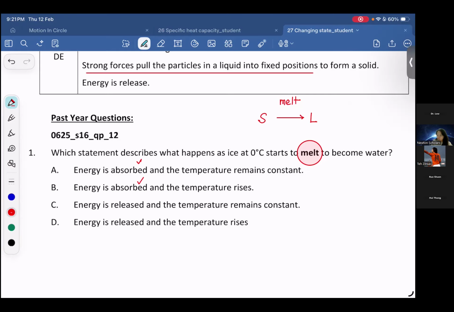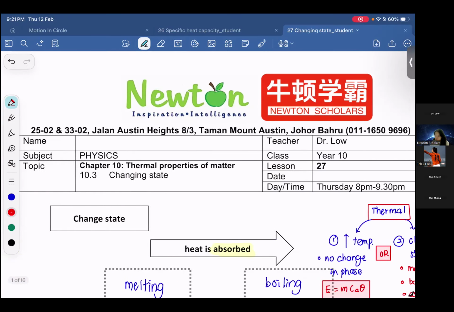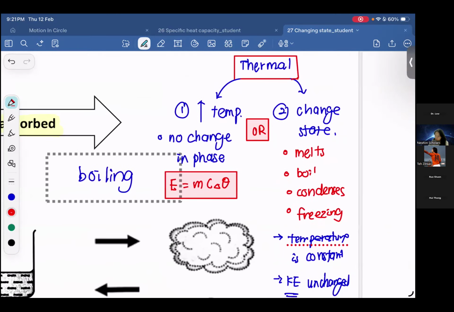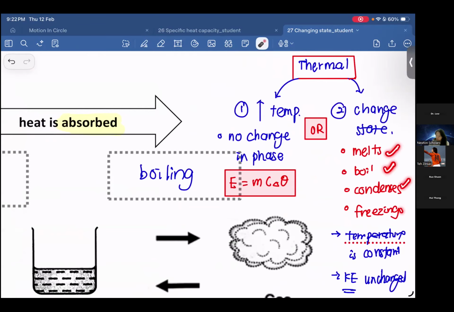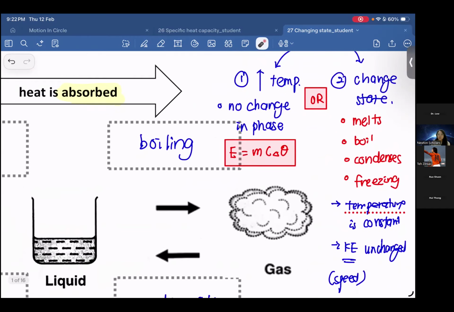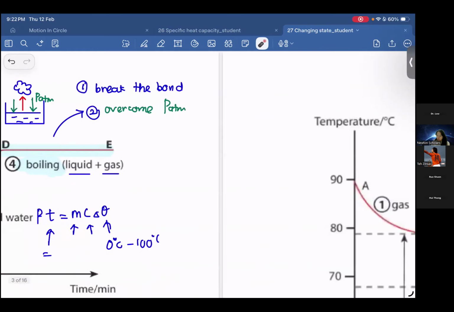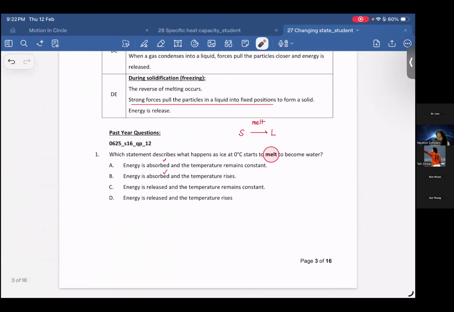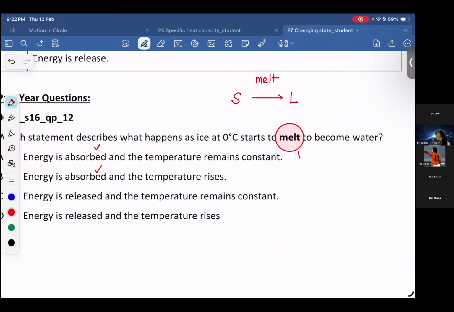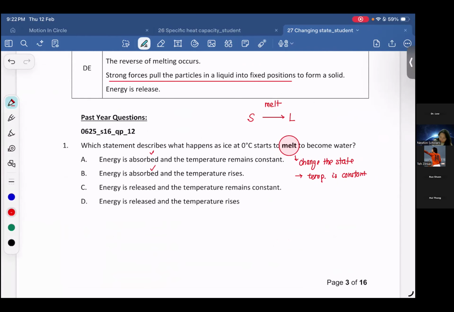Then when melting, this is the keyword I told you about. I come back to here. When you see the keywords melt, boil, condense, freezing, meaning what? They are changing the state. When they are changing the state, what happened to the temperature? Temperature is unchanged. So we come back to this question. It starts to melt, so this one is changing the state. So the temperature is unchanged, constant. So our answer for this question should be A.